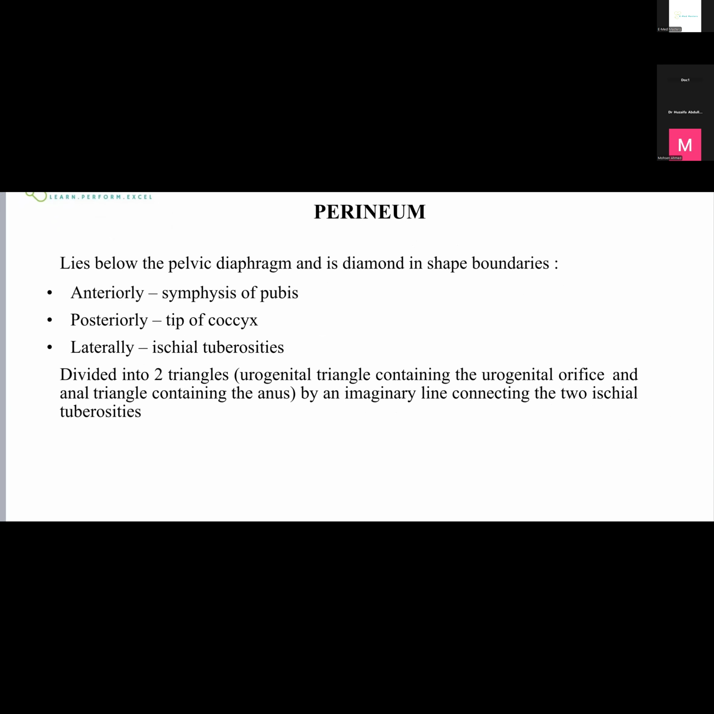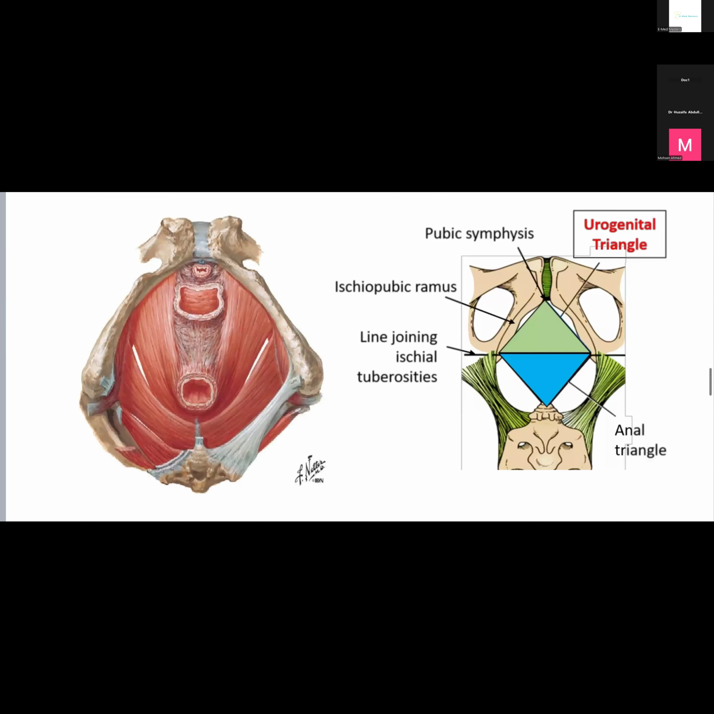So its boundaries are anteriorly the pubic symphysis, posteriorly the tip of the coccyx, and laterally the ischial tuberosities. It is divided by an imaginary line passing through the 2 ischial tuberosities into 2 triangles, anteriorly the urogenital triangle, posteriorly the anal triangle. The anal triangle contains the anal canal, and the urogenital triangle contains the urogenital orifice: urethra and vagina in females, while urethra and penile structures in males. This is the picture. These are the 2 triangles and an imaginary line joining the 2 ischial tuberosities. Anteriorly, it is the urogenital triangle, and posteriorly, it is the anal triangle. The perineum is marked anteriorly by the pubic symphysis, posteriorly by the tip of the coccyx, and laterally by the ischial tuberosities.